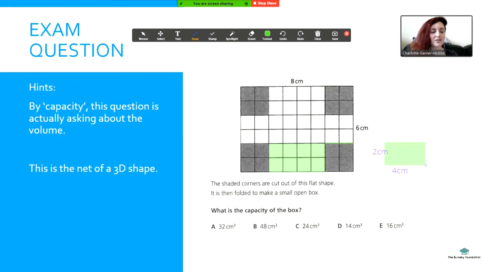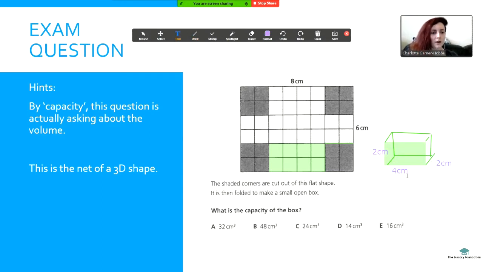So what it would actually look like if it was folded up is something like this. Very, very rough drawing here, but you get the idea. So this part would attach back here, and this part would attach over here. Now I can see that this section of the net that's been cut out is 2 centimetres long.